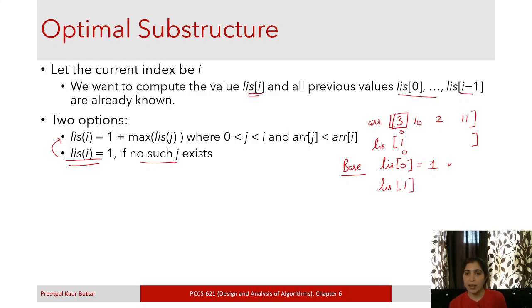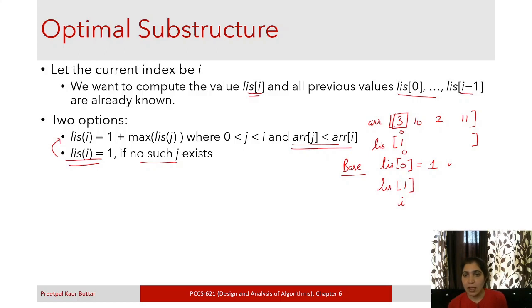Now it means that you are finding the longest increasing subsequence which is ending at index 1, that is from index 0 to index 1. So it is equal to maximum. First let us look at this condition. The element at index I will be added to the subsequence if this is greater than its previous element, right?